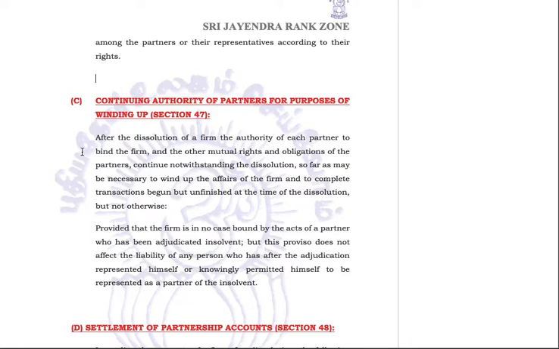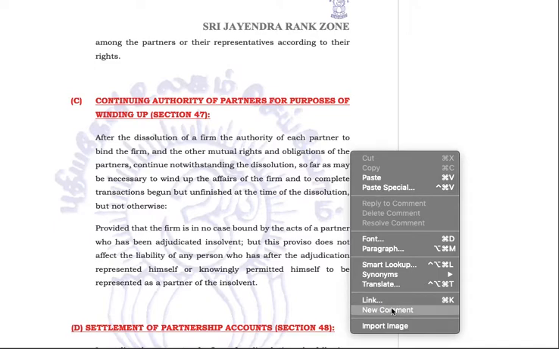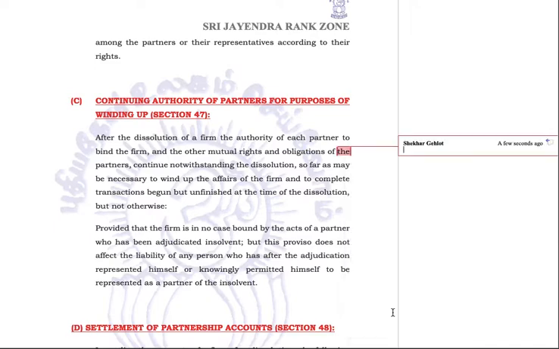Let us read. After the dissolution of a firm, the authority of each partner to bind the firm and the other mutual rights and obligations of the partners continue notwithstanding the dissolution, so far as may be necessary to wind up the affairs of the firm and to complete transactions begun but unfinished at the time of dissolution, but not otherwise. That means they will have a continued authority even after the dissolution of the firm and even after they have given a public notice.